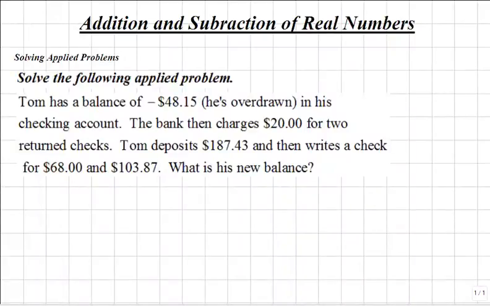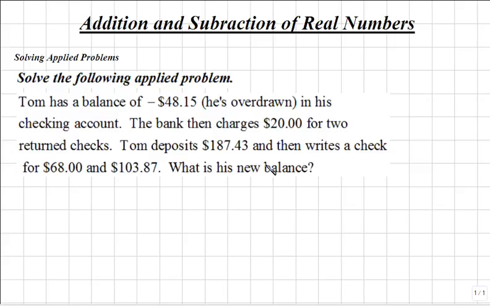Let's solve the following applied problem. Tom has a balance of negative $48.15. He's overdrawn in his checking account. The bank then charges $20 for 2 return checks. Tom then deposits $187.43, then writes a check for $68 and for $103.87. What's his new balance?